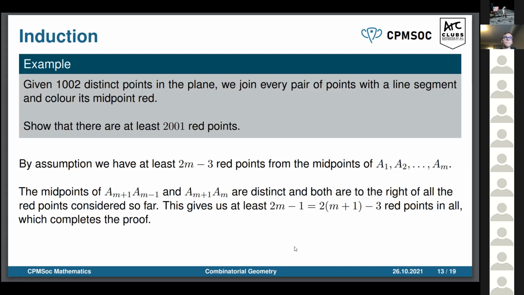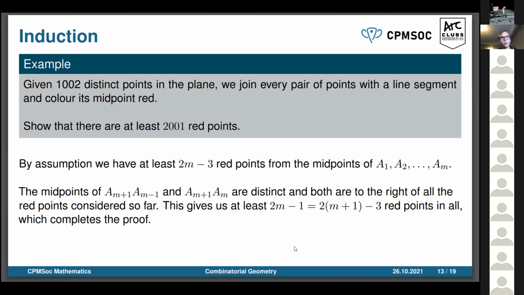If you think about the line segment between your mth point and your m plus 1th point, well, all the other points have a smaller x coordinate than the m plus 1th point and the mth point. So that line segment between those two largest points is not going to cross any of the other points to the left of it. So that certainly has a distinct midpoint.